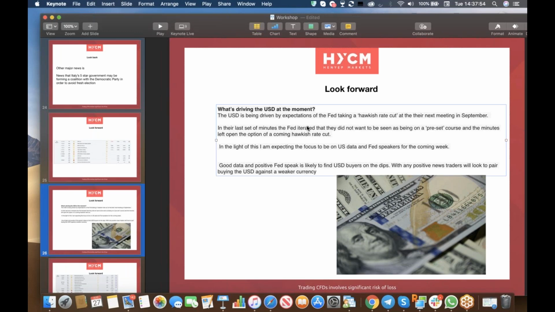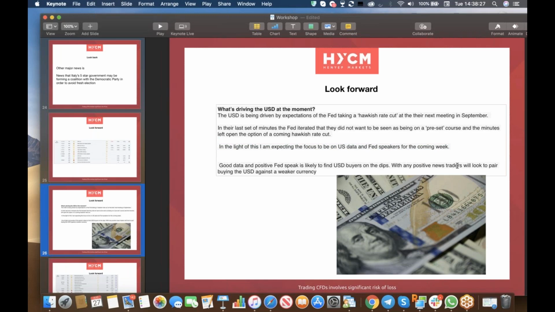Now, in their last set of minutes, the Federal Reserve reiterated they did not want to be seen as being on a preset course, and that the minutes left open the option of a coming hawkish rate cut. Okay, so that's really what the market's expecting, a rate cut, but a hawkish rate cut. So in light of this, I'm expecting the focus to be on US data and Fed speakers for the coming week. Okay, good data and positive Fed speak is likely to find US dollar buyers on dips.